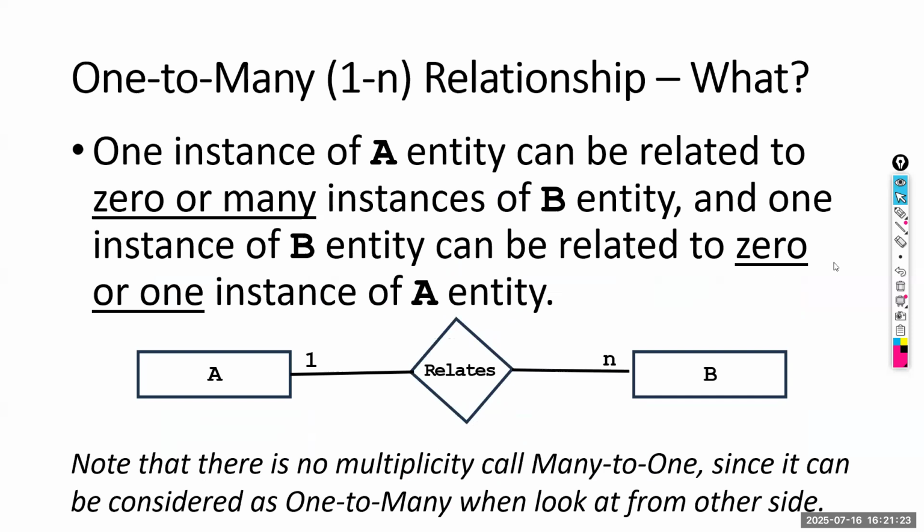One to many relationship. Again, you must give a very precise definition. We say that two entities A and B have a one to many relationship if one instance of A is related to many instances of B, and one instance of B is related to one instance of A. So give the full definition.